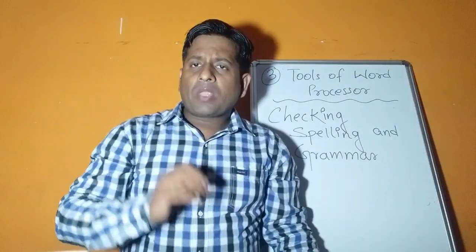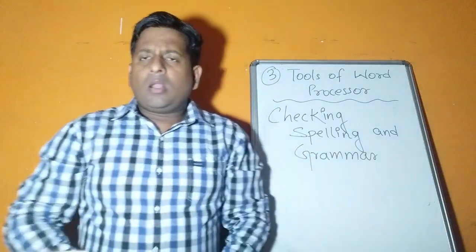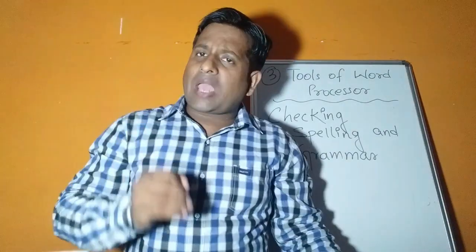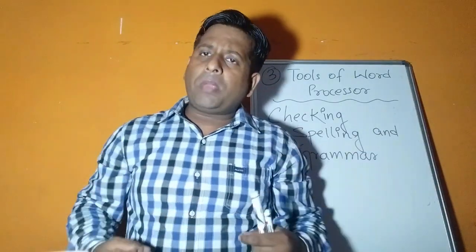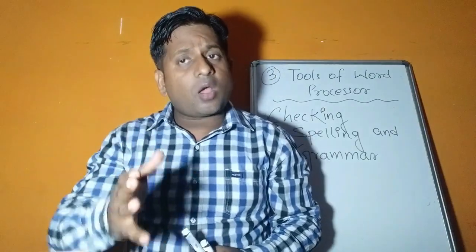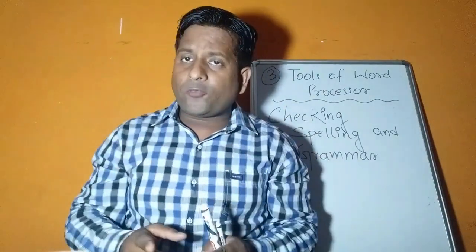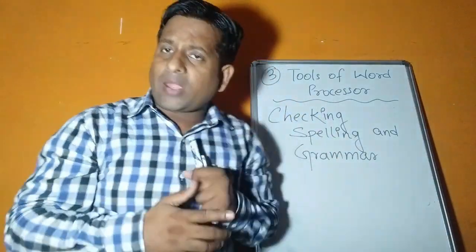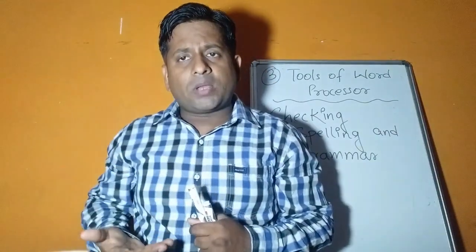So children, checking spelling and grammar, what does it mean? Basically when we type a sentence or stories, we human beings make mistakes, and our mistake can be a spelling mistake or a grammatical mistake, because English is a language which has a grammar which needs to be followed when we type, when we write. But sometimes it happens, as we are human, we make mistakes.